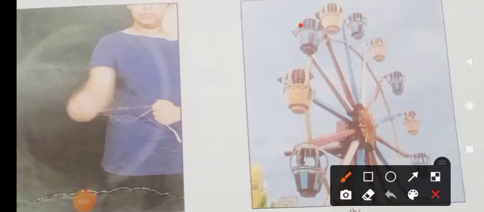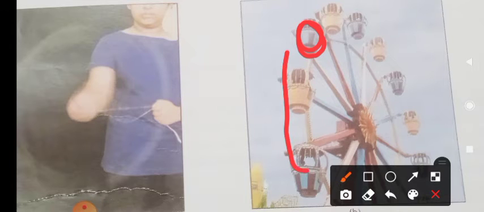So, though the body, for example this part of the giant wheel, is rotating, it moves here, here, and here. It goes on. But what about the distance of it from the center? It remains the same. This distance remains the same. Am I right, children? Yes.